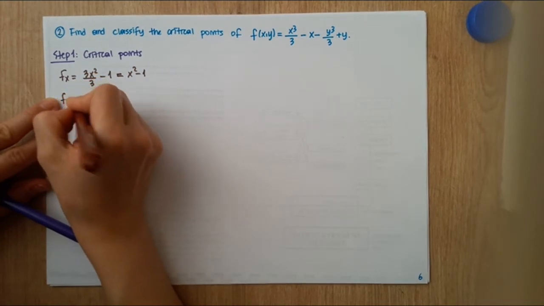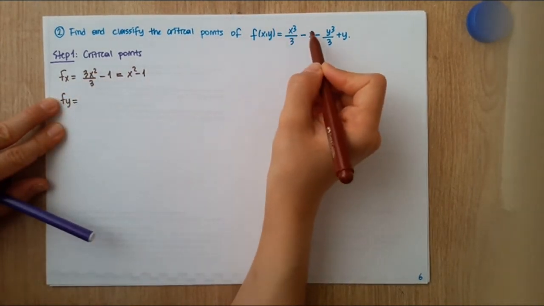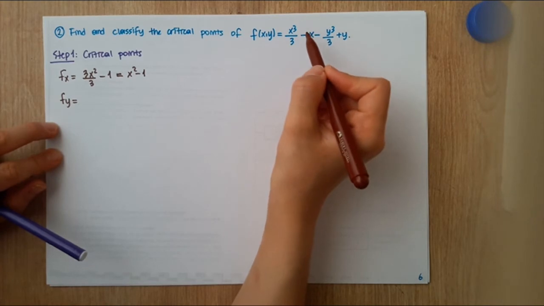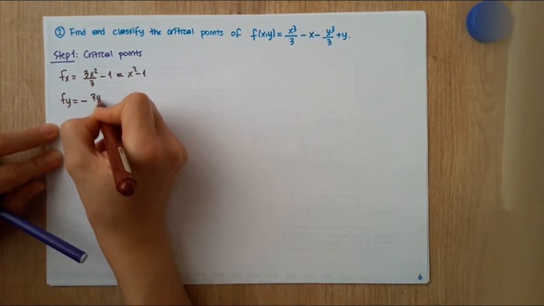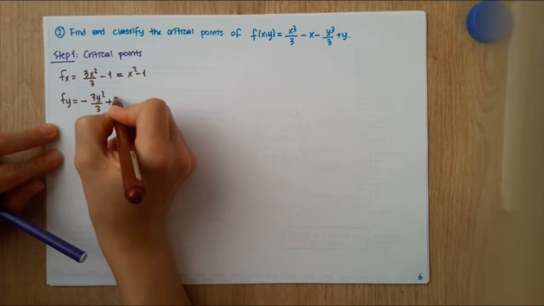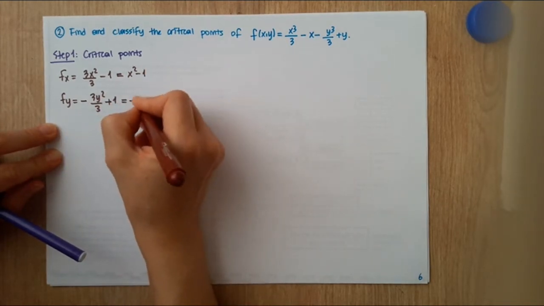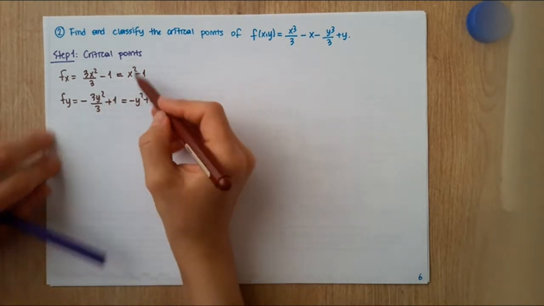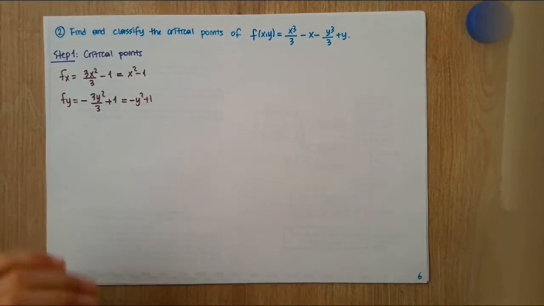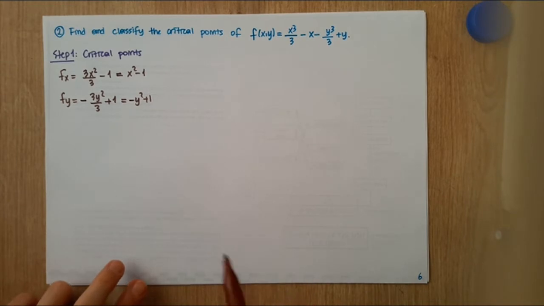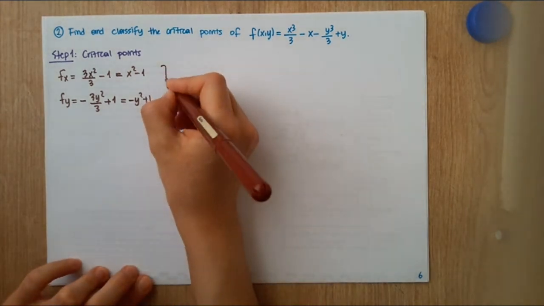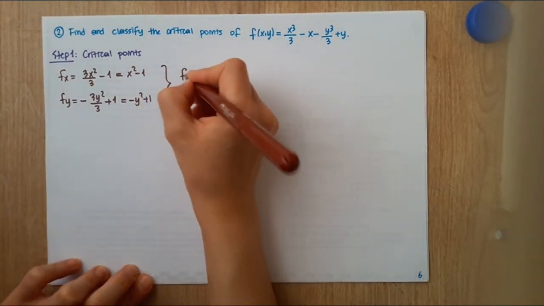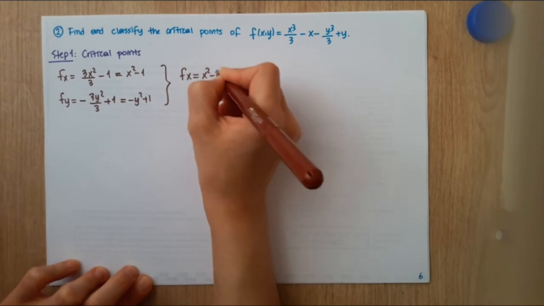F sub y will be, the derivative of this term and this term is 0 because they are constant with respect to y. And I have minus 3y squared over 3 plus 1, which means I have minus y squared plus 1. Again, we have polynomials and they are defined everywhere, so there is no point which makes these first partial derivatives not exist. Okay, so to obtain critical points I will equate first partial derivatives to 0.